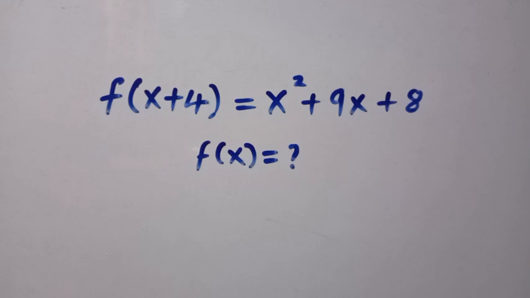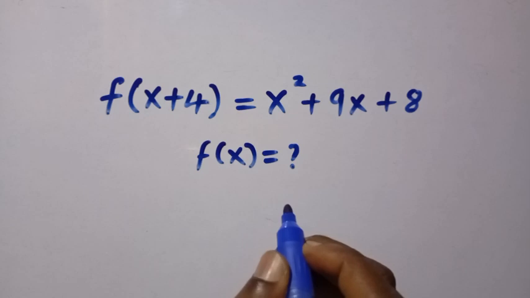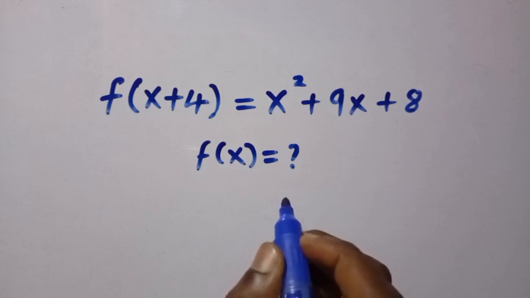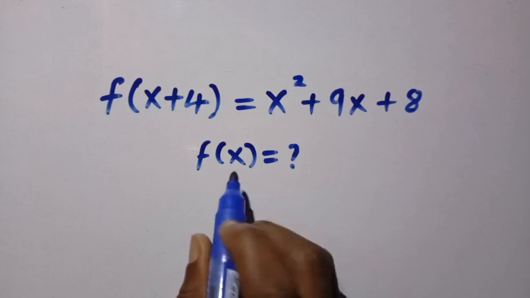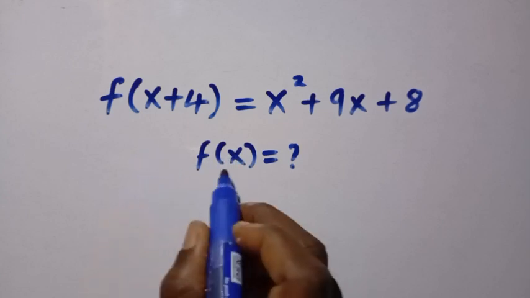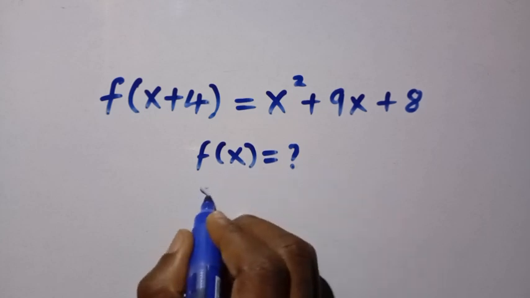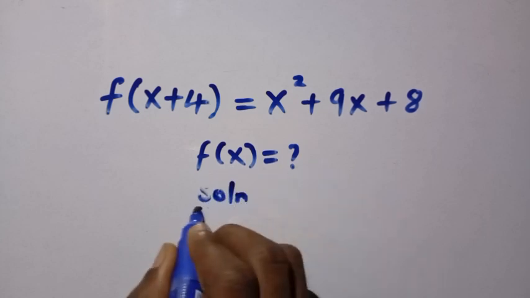How to solve these nice functional equations? We have f of x plus 4 equals x squared plus 9x plus 8. So I want to find f of x here. From the given question, on the right hand side we have a quadratic, which is of power 2. So I want to reduce these values to x, because every x plus 4 is greater than x. So how can we achieve this? It's very simple. So let's consider the solution from here.